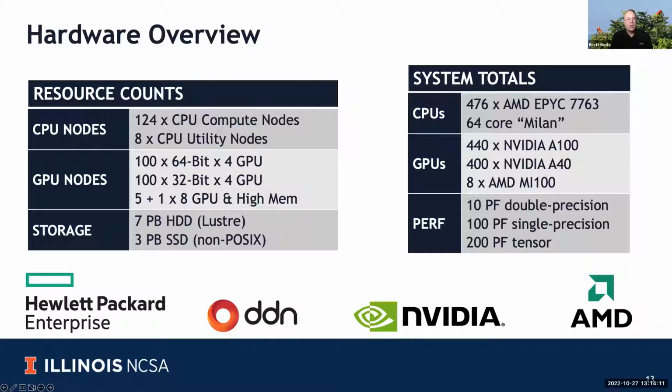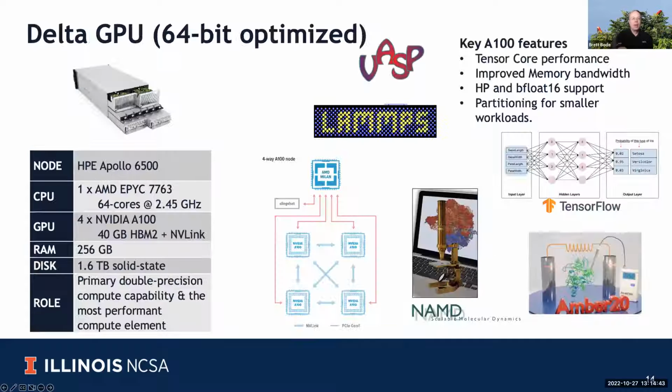Overall, the combination of these systems gives us just about 10 petaflops of double precision performance, 100 petaflops single precision, and 200 petaflops potentially on tensor ops. We're augmenting that, or supporting that, with 7 petabytes total spinning disk storage made up in 3 Lustre file systems, and a 3 petabyte flash storage system that's currently operating as a relaxed POSIX cache for our scratch file system. I'll talk a bit more about that in a minute.